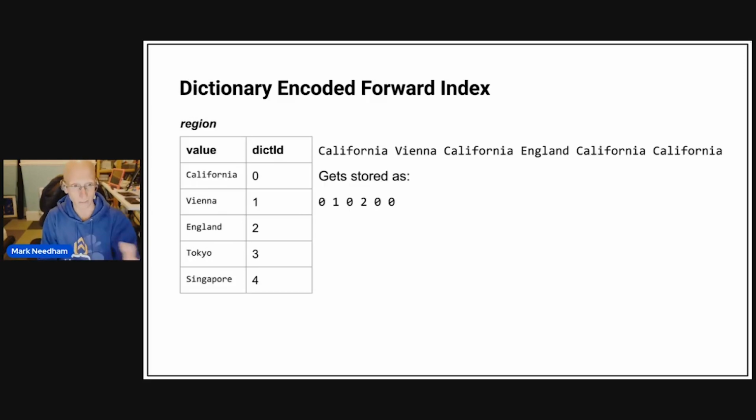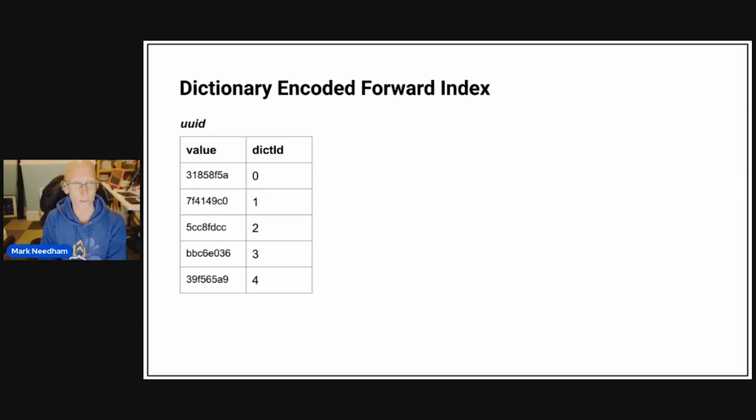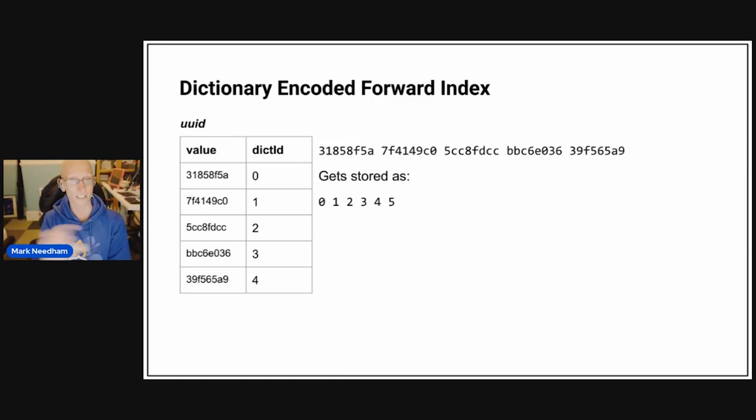That works quite well for this one, because there's some duplication of values for region. For a value such as a UID, it's not so good, because you have 3185 is 0, 7F is 1, 5C is 2, BB is 3, 39 is 4. And so you just end up storing the numbers.